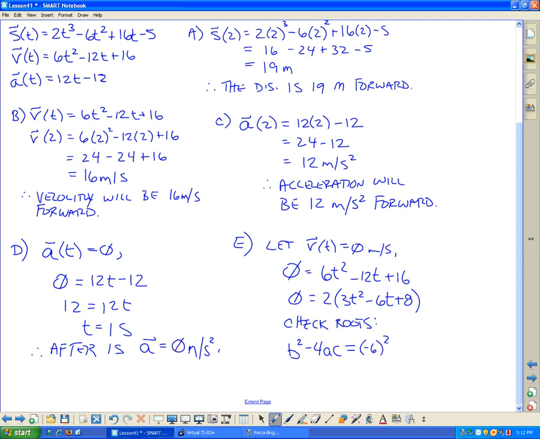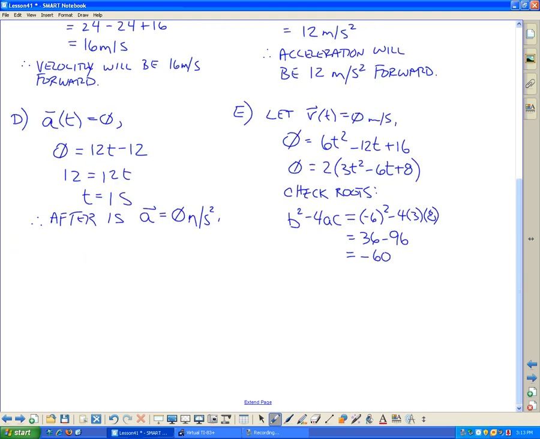Negative 6 squared minus 4 times 3 times 8. So we end up with 36, take away, it's going to be like 60, maybe 96, I think. 96, which means that we get a negative 60 for an answer here. So what does that mean? Okay, therefore, there's no real roots.